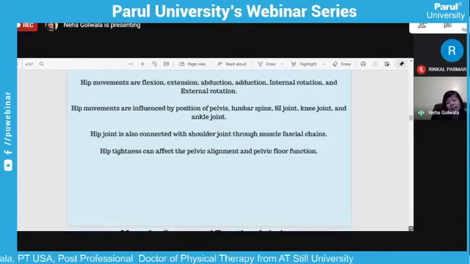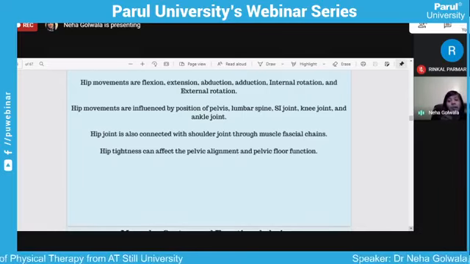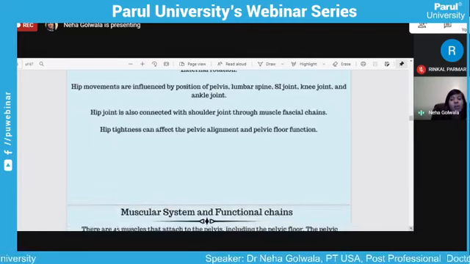Also, the hips are connected with the shoulder, which I'm going to go through in the muscle chain. And hip muscles are closely connected with the pelvic floor. As I said, the glutes are covering the pelvic floor, and the obturator is right there. The adductors are right there. They are all covered over the pelvic floor muscles. So if the hip is tight, the pelvic floor on that side can get tightened up and cannot function.